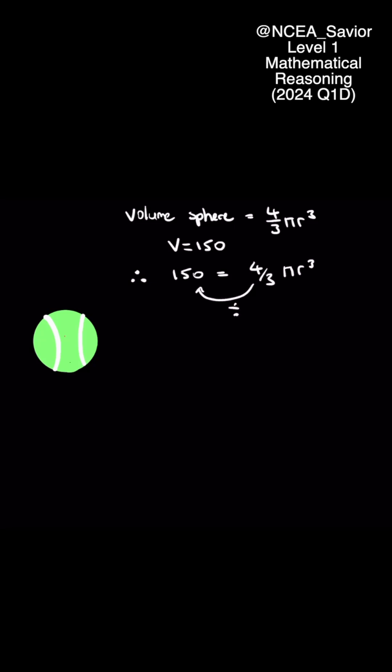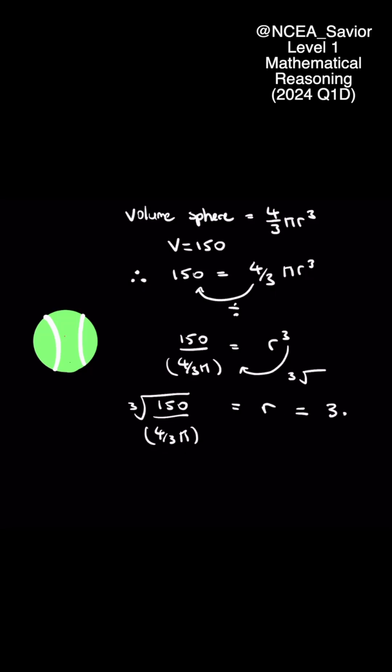First, divide both sides by 4/3 times pi to isolate r cubed. Then, take the cube root to find r. Plugging this into a calculator, we get r approximately 3.296 centimeters. But remember, r is the radius and we need the diameter. Since the diameter is twice the radius, we multiply by 2, giving us 6.592 centimeters.